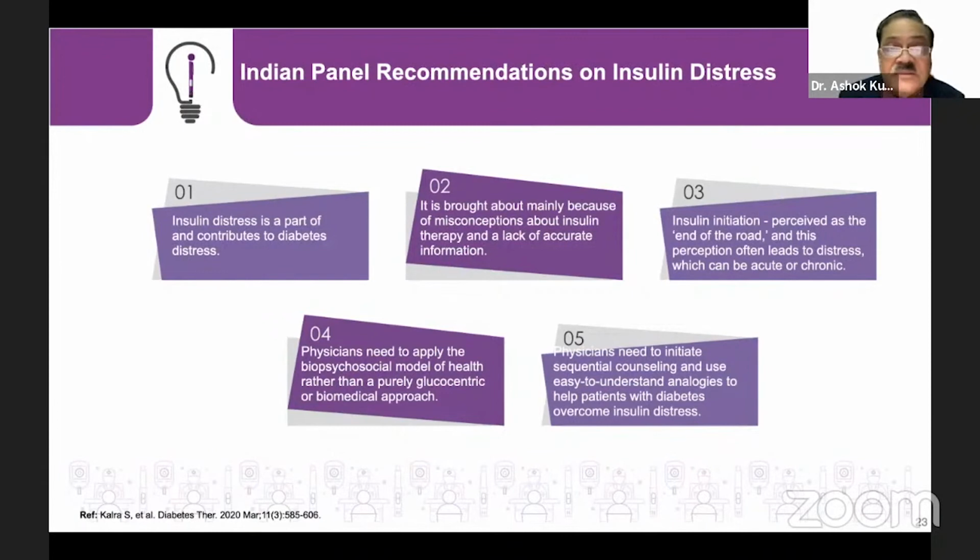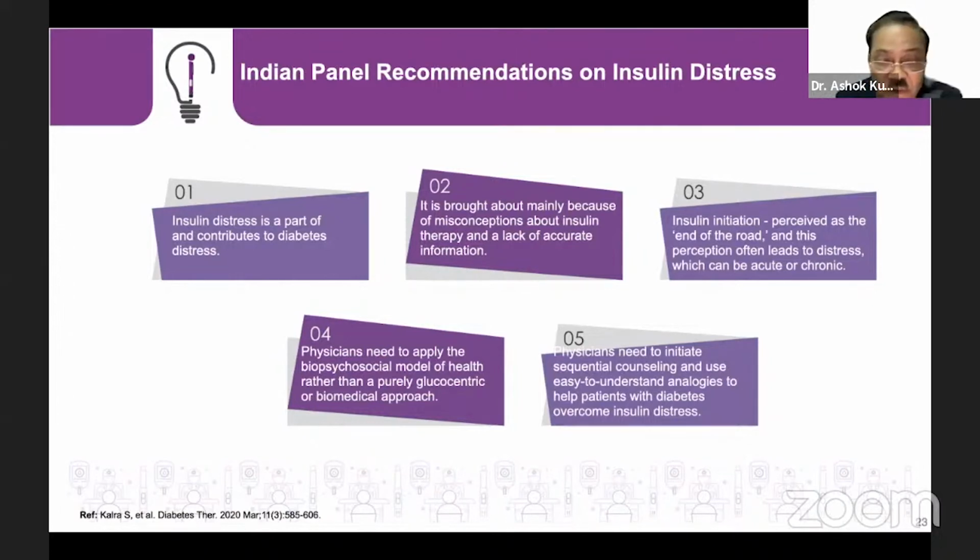Number 2, the Indian panel recommendations on insulin distress, from the insulin summit workshop publication. Insulin distress is a part of and contributes to diabetes distress. It is brought about mainly by misconceptions about diabetes, the various factors I spoke about before regarding insulin therapy, and the lack of accurate information. One has to give accurate information. Number 3, people perceive insulin initiation as the end of the road, and this perception can lead to acute or chronic distress. We have to dispel it.